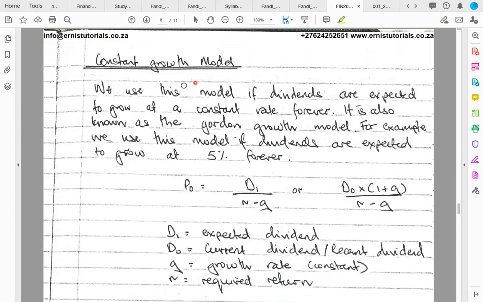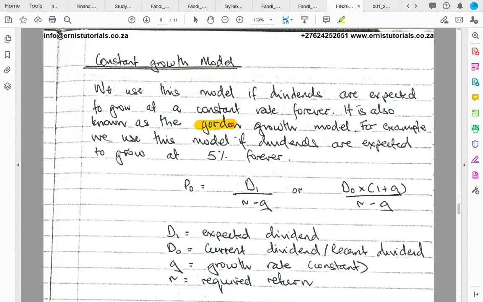And then we also have the constant growth model. Now, the constant growth model is very, very important. It's another model that we can use to determine the price of a share. However, we use this model if dividends are expected to grow at a constant rate forever. Whereas with the zero growth model, we were assuming that our dividends are not growing, they are remaining fixed forever, with the constant growth model, we are assuming that our dividends are growing at a constant rate forever. So maybe we might be assuming our dividends are growing at 5% or 4% or 7% forever. So this model also has a special name.